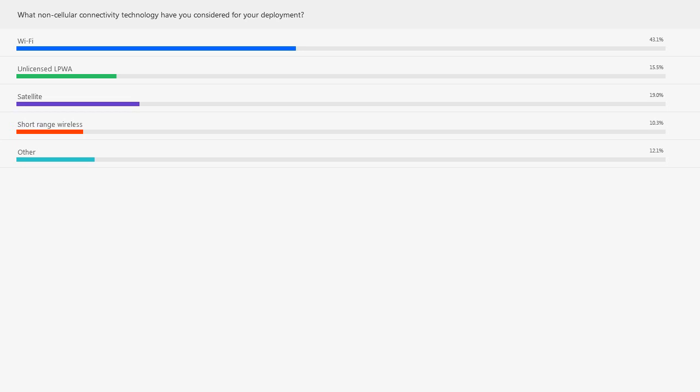But it looks like also a healthy mix of other technologies: LPWA, satellite, short range, and even some others. I think these results do a great job of showing that there are many connectivity technologies out there, and for the right IoT applications, a lot of them make a lot of sense. And so we will stay tuned for more information coming about these different technologies.